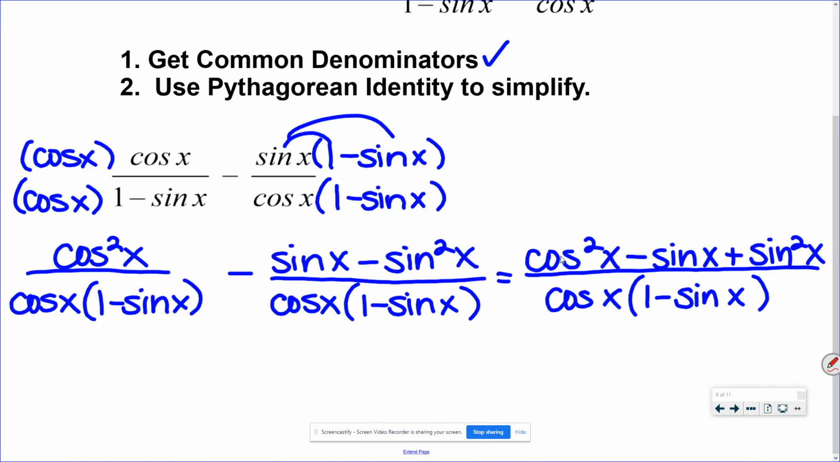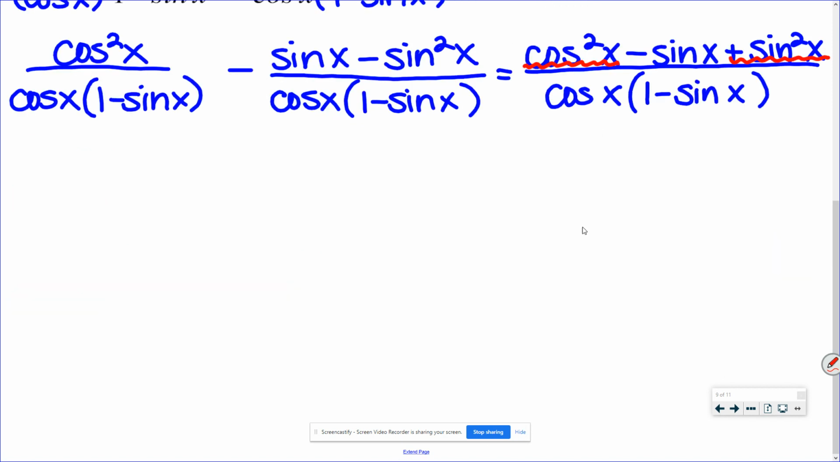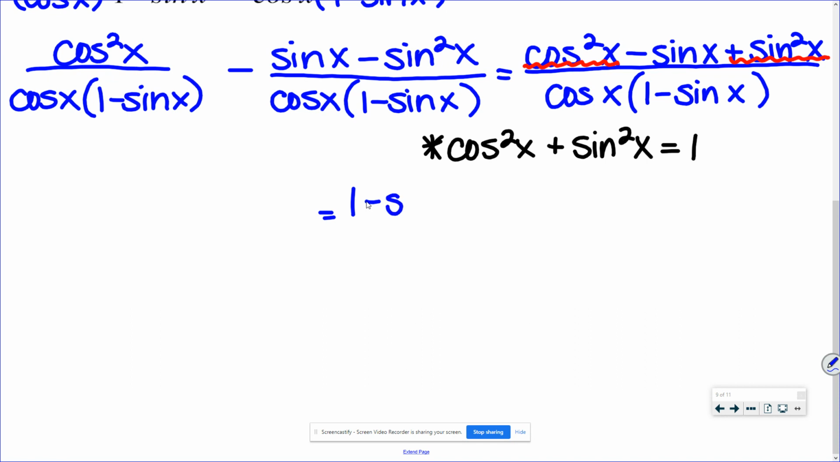Okay, I want you to look right here. Do you see how the top has a cosine squared plus a sine squared? If you wanted, you could even rearrange and put them right beside each other. But the fact that there's a cosine squared plus a sine squared means that we can apply a Pythagorean identity. And the one that we're applying is the one that says that cosine squared plus sine squared is equal to 1. So I can take those two terms out and write it as 1 in their place. There is still a negative sine x that has to come along.